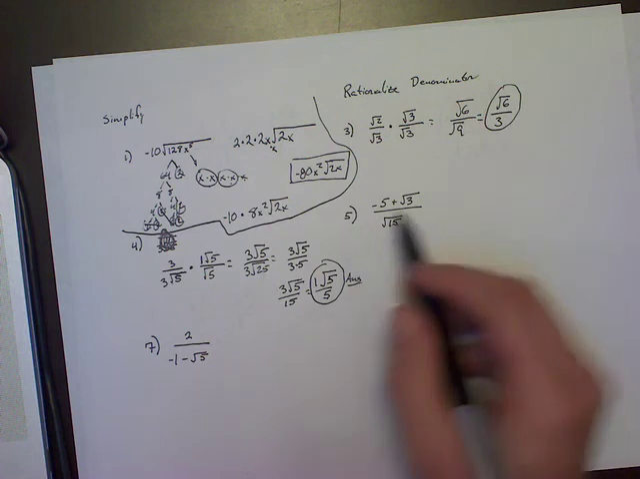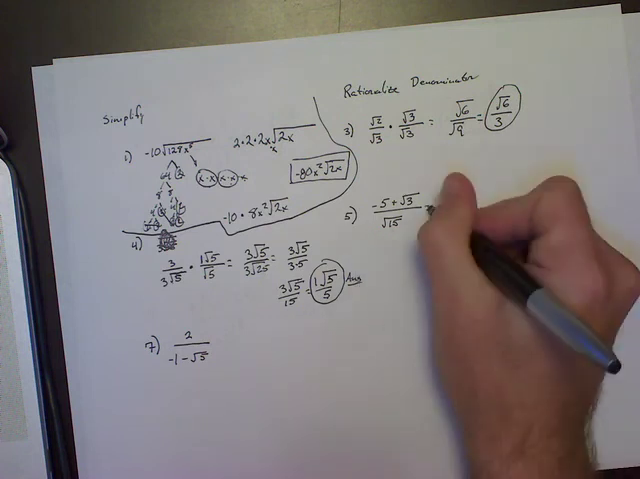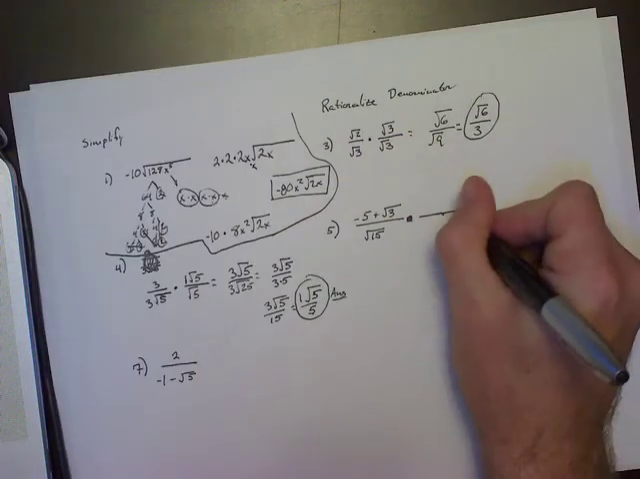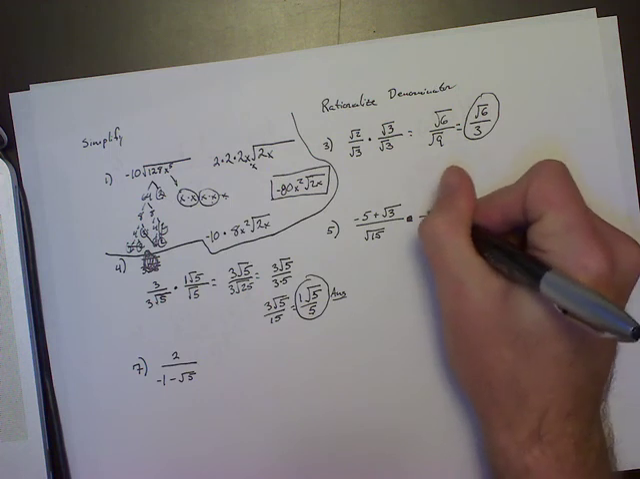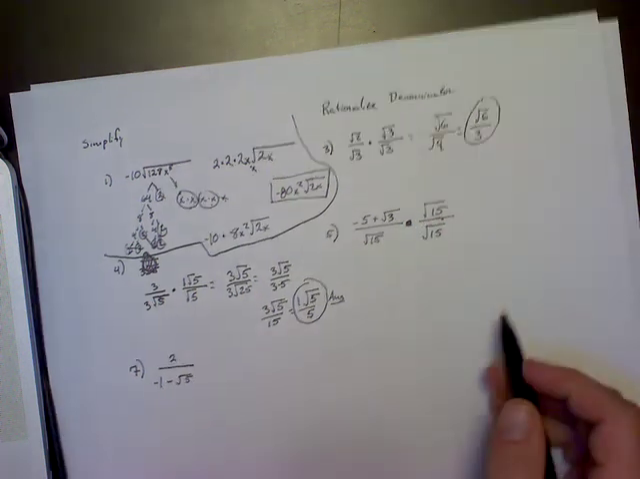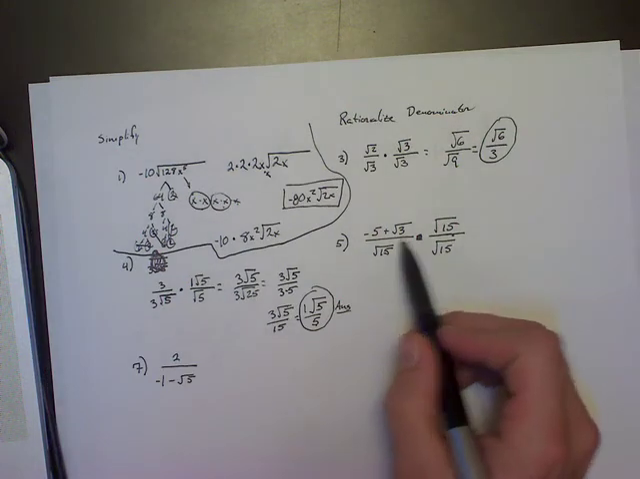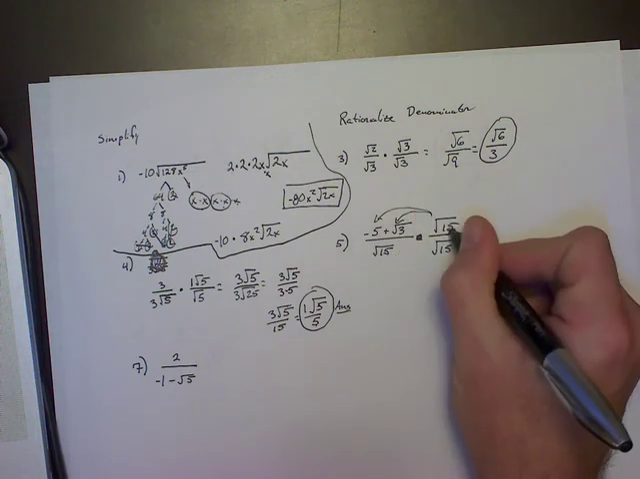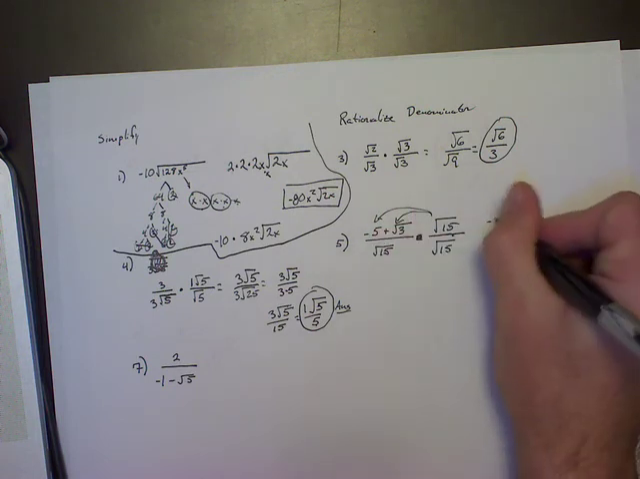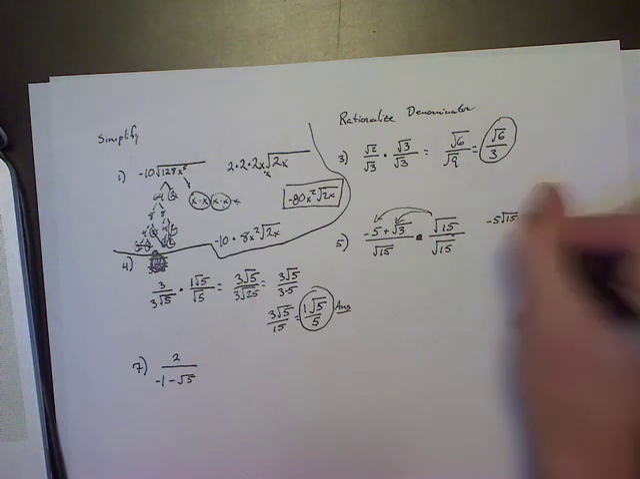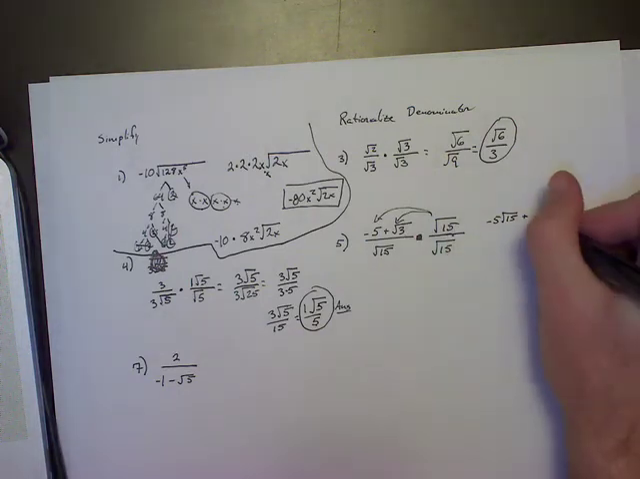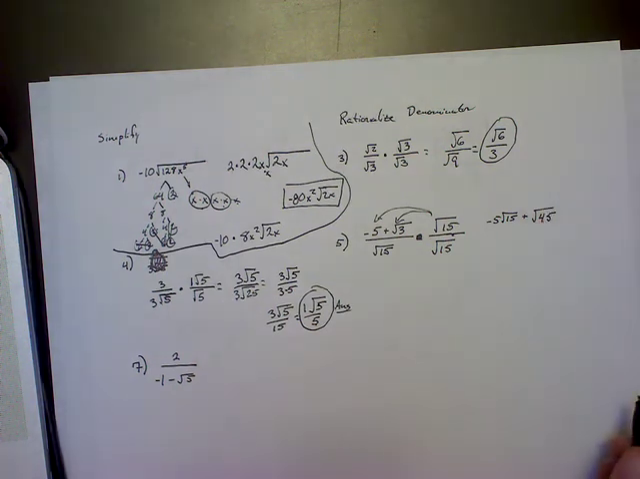Now number 5, same idea here. You want to get that radical out of the denominator. So multiply top and bottom by radical 15. Now what's tricky about this one, and it's not even really that tricky, you just have to know what to do. Here you just want to distribute. So radical 15 times negative 5 is negative 5 radical 15, plus radical 5 times 3 radical 3 is radical 45, and you're in good shape there.